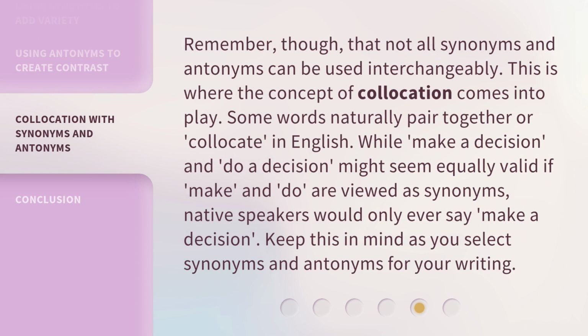Remember, though, that not all synonyms and antonyms can be used interchangeably. This is where the concept of collocation comes into play. Some words naturally pair together, or collocate, in English. While "make a decision" and "do a decision" might seem equally valid if make and do are viewed as synonyms, native speakers would only ever say, "make a decision." Keep this in mind as you select synonyms and antonyms for your writing.